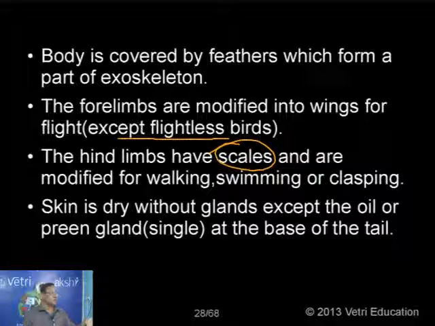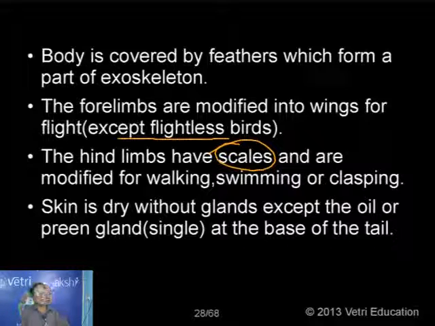So the hind limbs have scales, and the limbs are modified mainly for walking and running. In the case of, for example, the ostrich, the fastest running bird. And in the case of the duck, it is used for swimming, and in the case of the vulture, it is used for clasping. So different purposes.